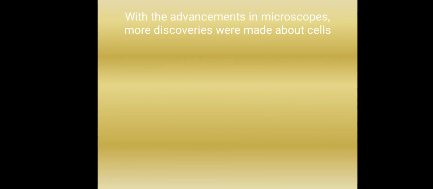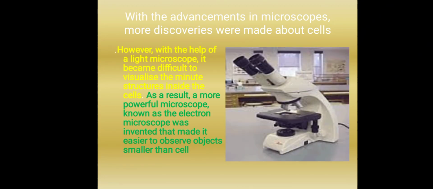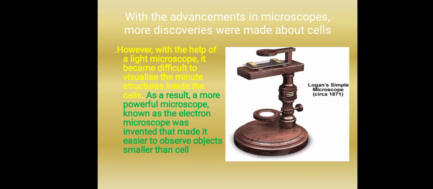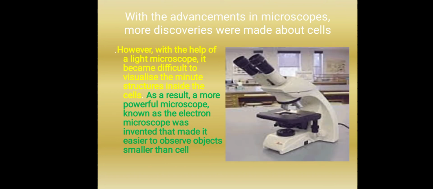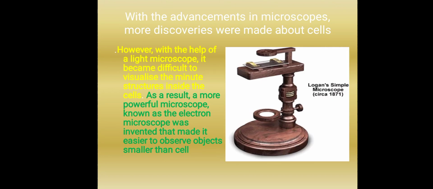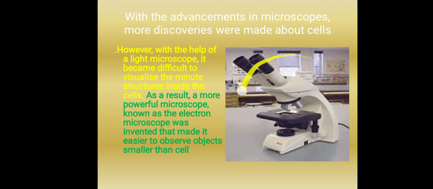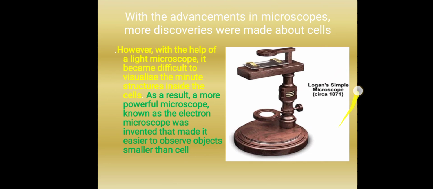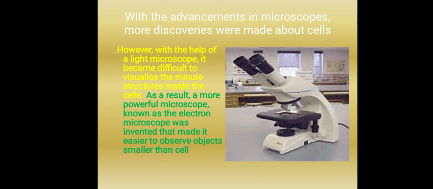So, with the advancements in microscopes, more discoveries were made about cells. However, with the help of a light microscope, it became difficult to visualize the minute structures inside the cells. As a result, a more powerful microscope known as the electron microscope was invented, which made it easier to observe objects smaller than a cell.